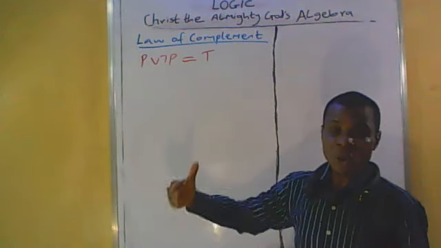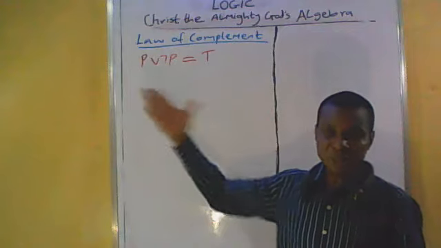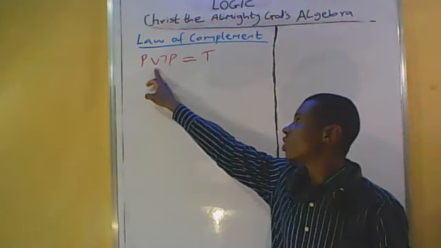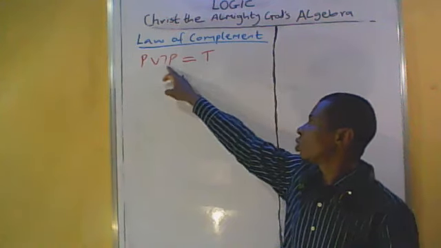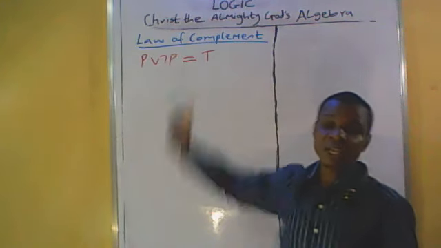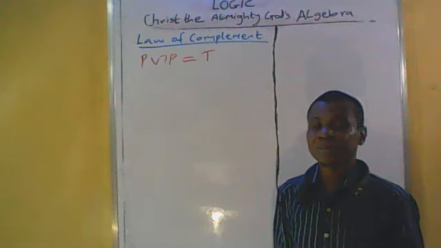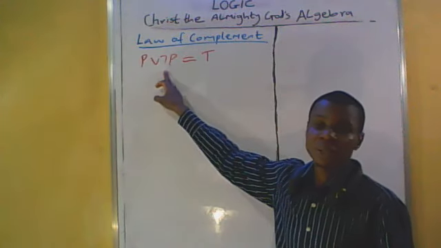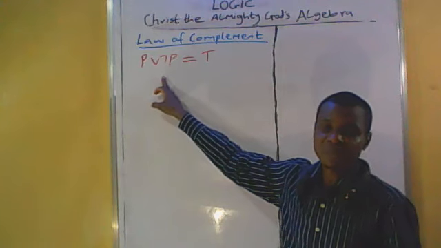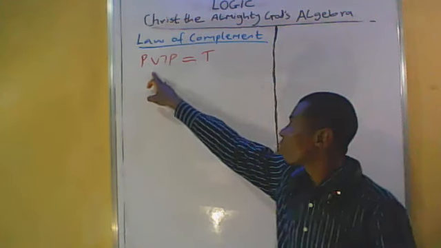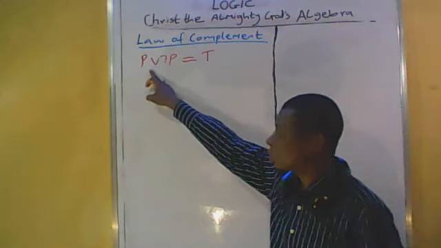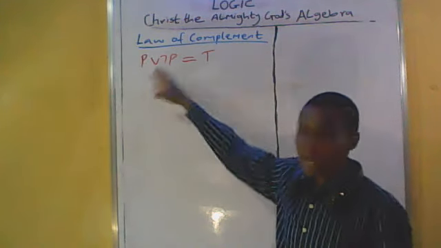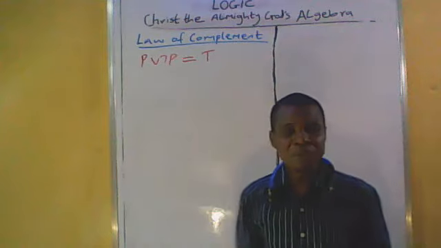Why is it called law of complement by disjunctive statement? It's because of this or connective that combines P and not P together as a single statement. So this or makes the statement a disjunctive statement. So by reason of being a disjunctive statement, we call it law of complement by disjunctive statement.